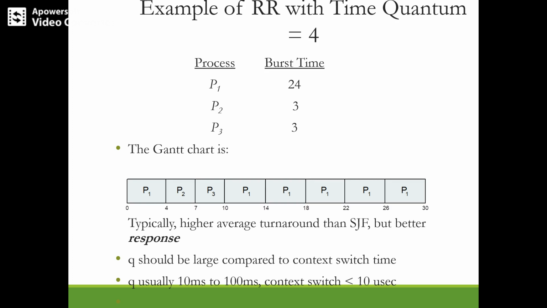So overall in the RR scheduling algorithm, no process is allocated the CPU for more than one time quantum, and if the process exceeds one time quantum, that process is preempted and put back in the ready queue.